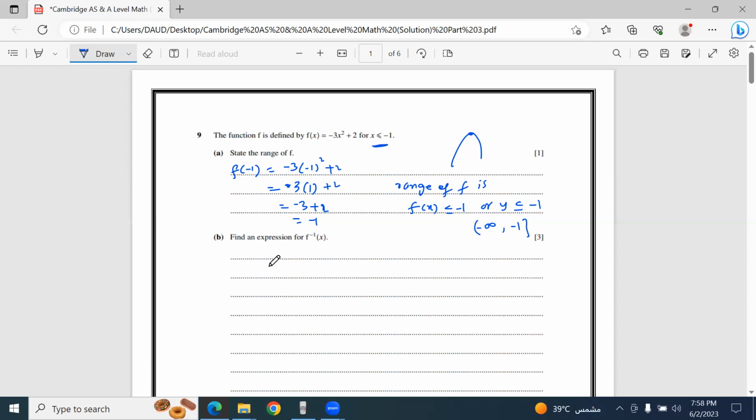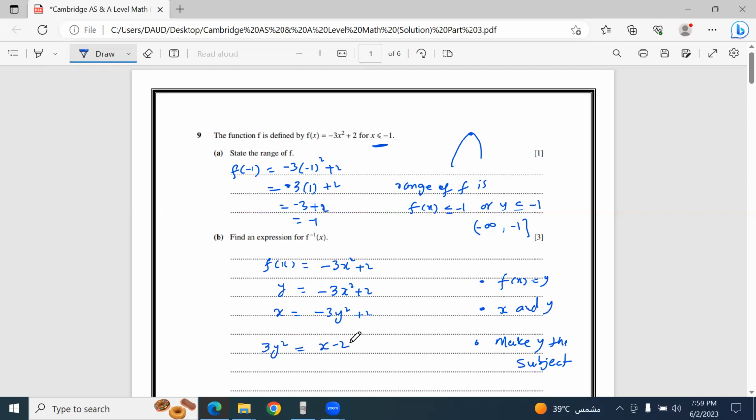So here we will try to find the inverse of f of x, which is equal to minus 3x squared plus 2. The first step is y equals minus 3x squared plus 2. Second step, we change x and y values. So here x is equal to minus 3y squared plus 2. Then the third step, we make y the subject. If we take minus 3y squared from right to left, it would be plus 3y squared equals x minus 2.